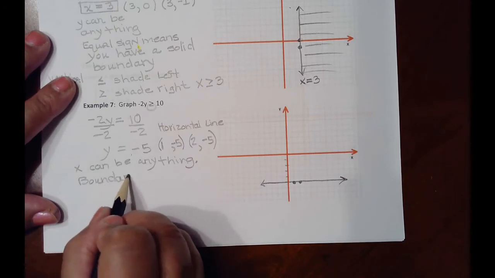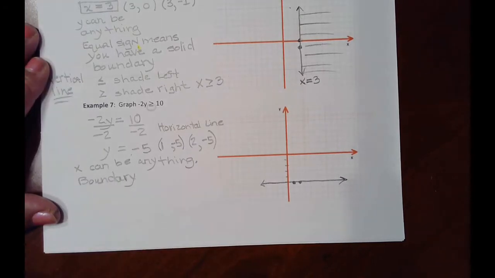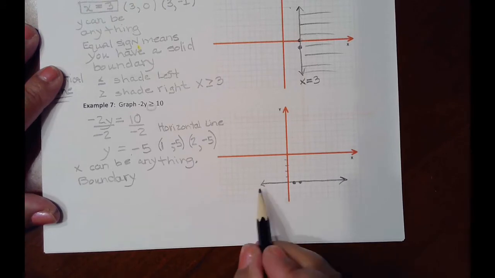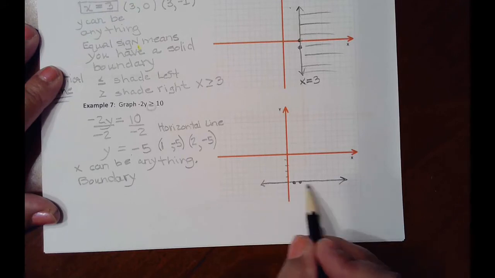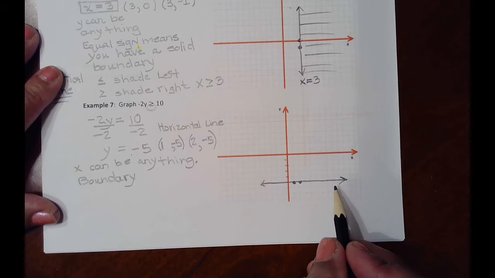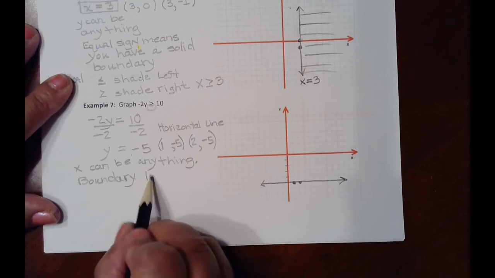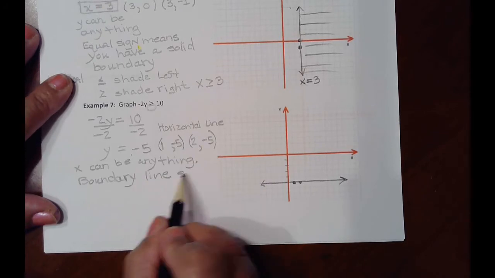And there is a difference between the two. And I will write that as soon as I get done graphing this. When you have a solid boundary line, that means any point on the boundary line is actually a solution. Whereas when the boundary line is dashed, that means none of the points on the boundary line are actually solutions. So here the boundary line is solid.